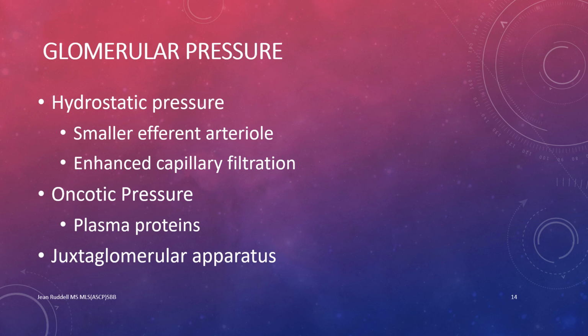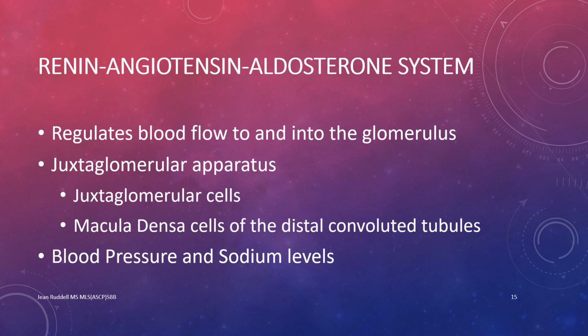The juxtamedullary apparatus senses pressure and concentrations, causing the afferent and efferent arterioles to change opening size to maintain a constant pressure within the glomerulus. The renin-angiotensin-aldosterone system regulates blood flow to and into the glomerulus. The juxtamedullary apparatus consists of juxtaglomerular cells and macula densa cells of the distal convoluted tubules. Blood pressure and sodium levels affect this system.